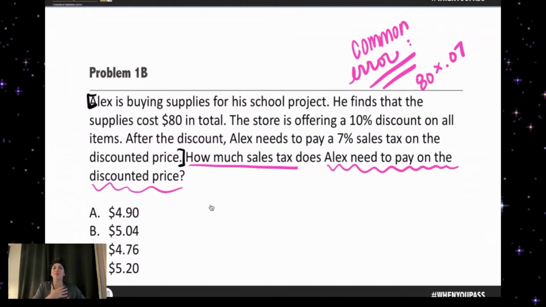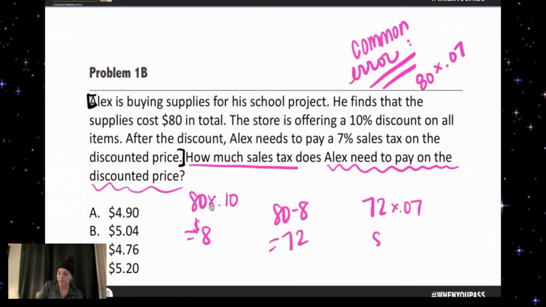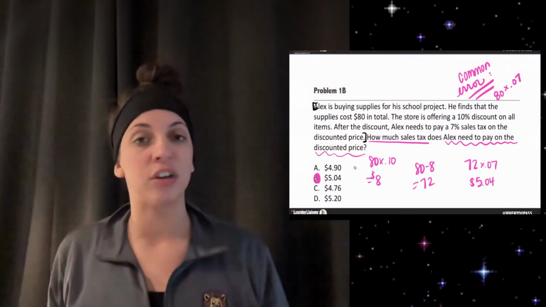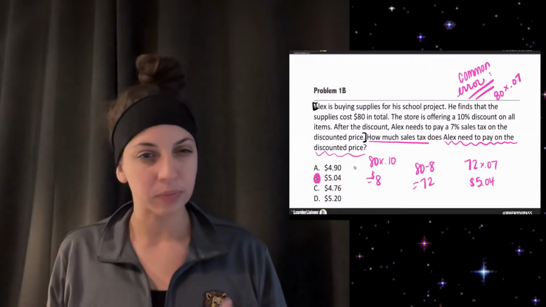Now, we already know what this question is about because we've already solved it. So yes, we would find the discount, 80 times 0.10, $8, subtract 72 minus 8. 80 minus 8 is 72, and then multiply 72 times 0.07, and we get $5.04. We already solved all of that, so we know the answer is B. But what I wanted to do was show you that the same problem can ask a very similar question. Does that make sense?